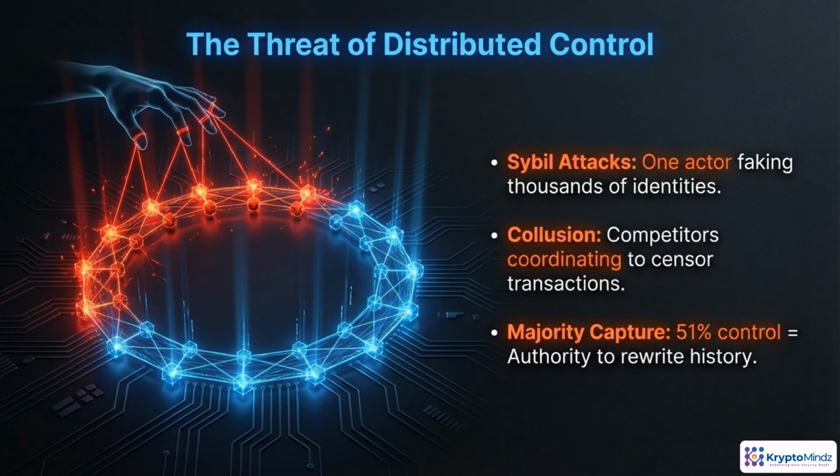Distributed control sounds safer than a single central authority, but it creates its own category of threats. If one actor can cheaply create many fake identities, they can look like an honest majority and sway decisions. If a few powerful participants quietly coordinate, they can censor or delay transactions. And if any coalition gains effective majority control, they can influence which history the network accepts as truth.